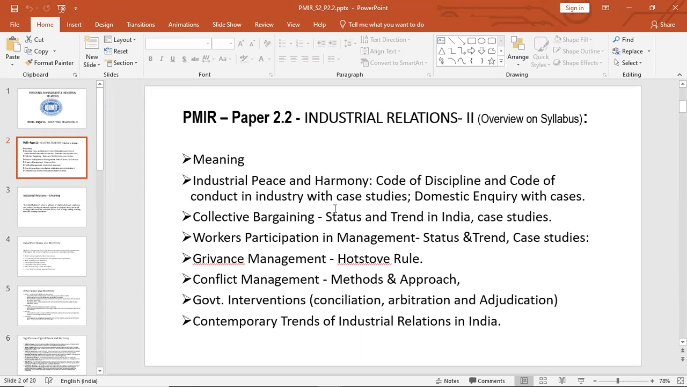How industrial relations evolved in India, starting from before the British, the Mughal period, the British period, then in current days, what trends in HR practice need to be followed. We studied all these things in the last few classes. We'll go through all these things quickly today.